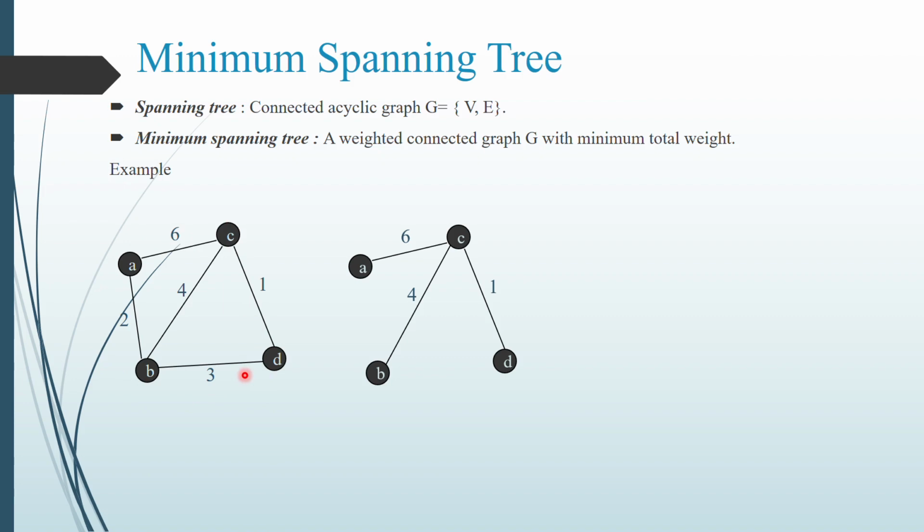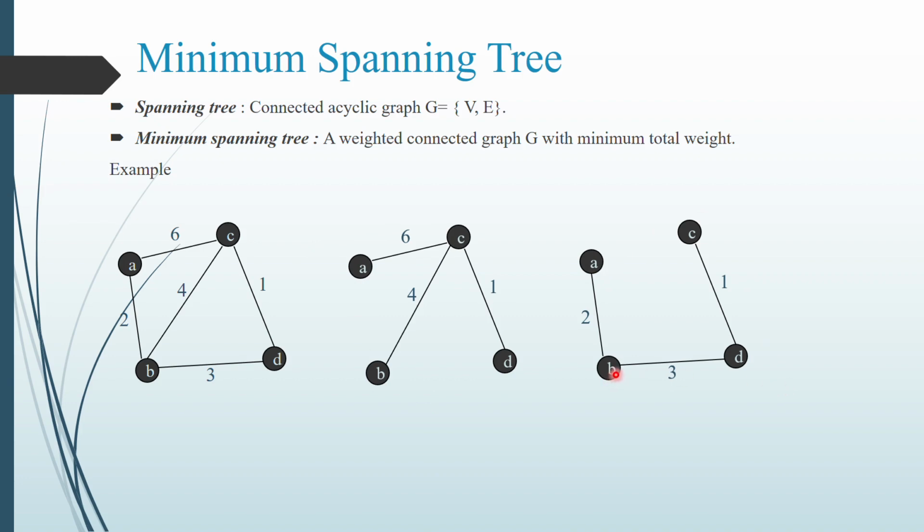So now your work is to find the spanning trees, and after finding them, you have to decide which one is minimum. For example, for this graph, we get two spanning trees. This is one spanning tree. Yes, all the vertices are connected. Yes, it is connected and there is no cycle. Yes, it is acyclic. So this is one spanning tree and this is one more spanning tree.